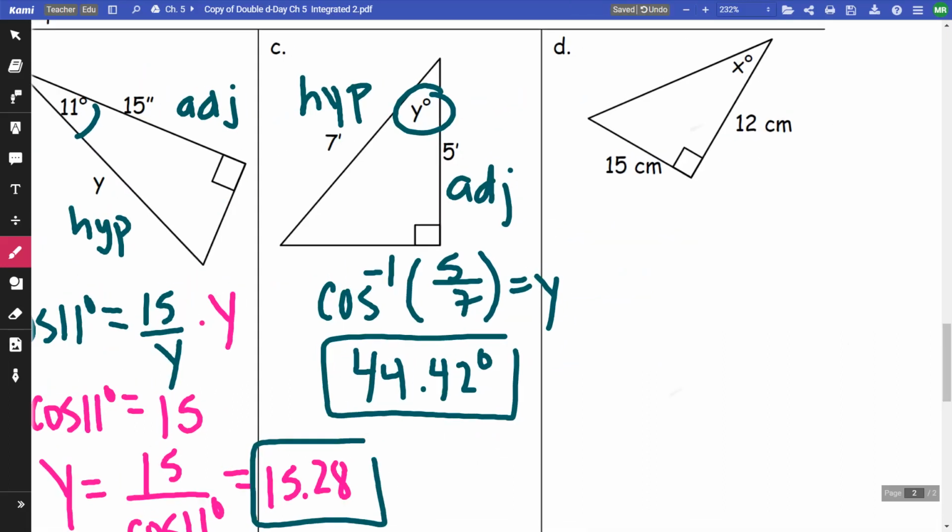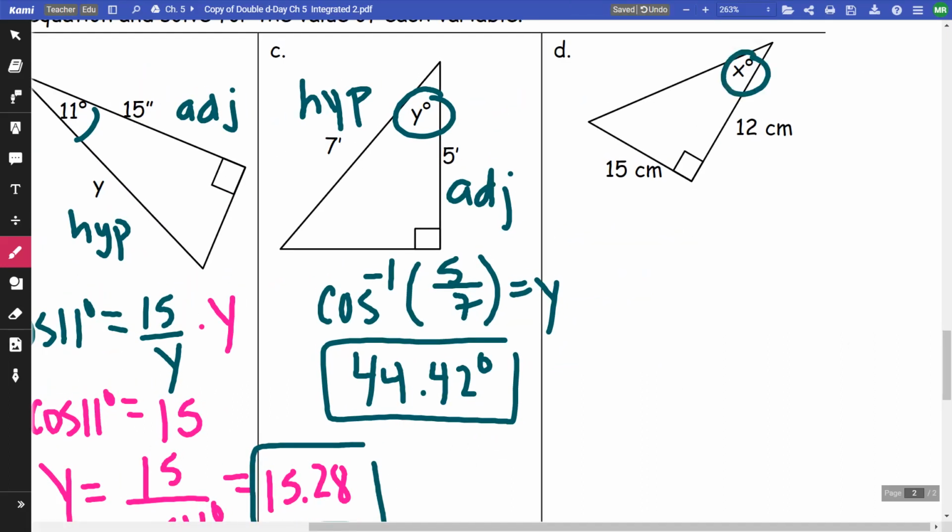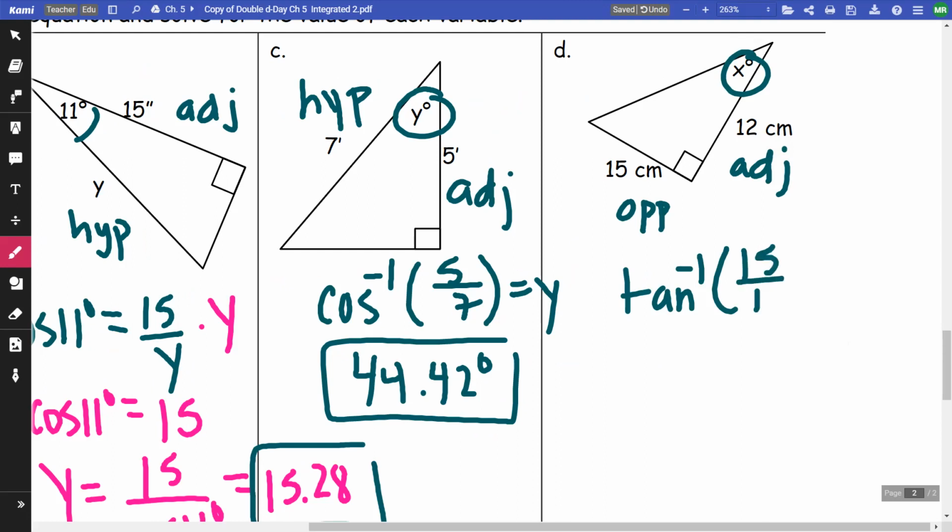On letter D, from here, this is opposite, this is adjacent. So I'm going to do tan. So I'm going to do tan inverse of opposite over adjacent. And I'm going to put that into my calculator. So tan inverse of 15 over 12. And I end up with 51.34 degrees.